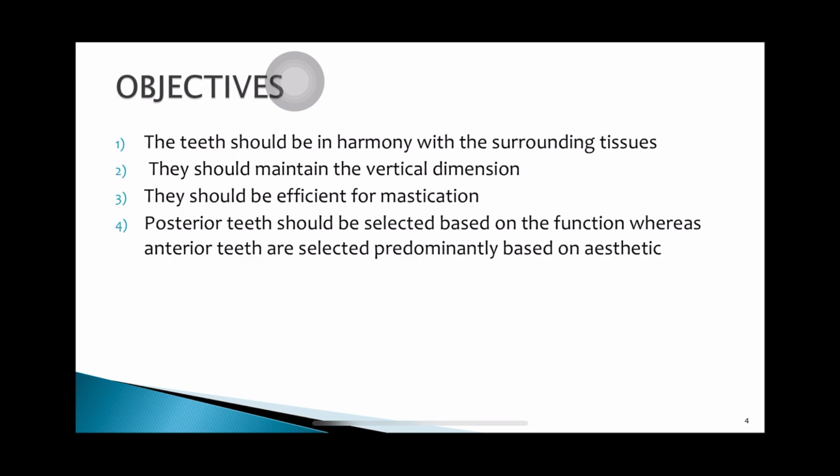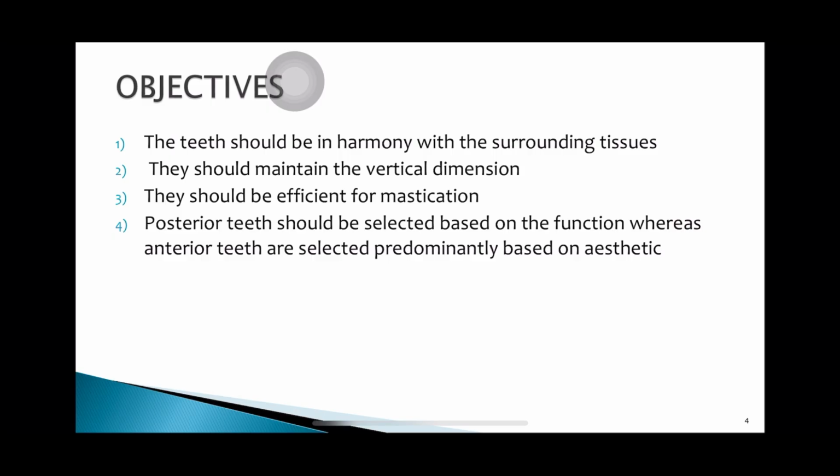So, first, we will talk about the objectives in the teeth selection. First objective is the teeth should be in harmony with the surrounding tissue. That means artificial teeth should not create any problem to the surrounding tissues like mucosa, gingiva, cheek or tongue of the mouth.